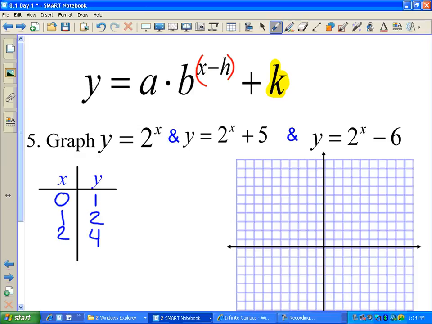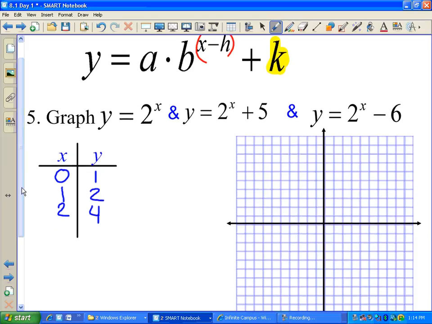Okay, the point is 0, 1. 1, 2, and 2, 4. My original graph doesn't change. In red. All that I do with this one that's different is my x's don't change this time, my y's do. So when I do 2 to the 0, I get 1 plus 5 is 6.